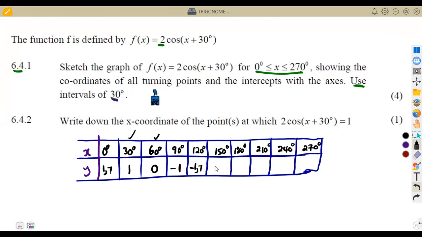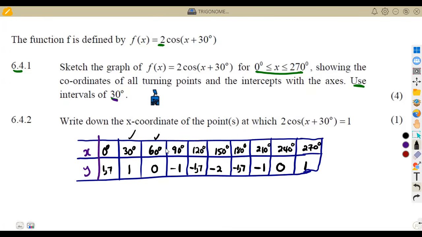All right, so at 150, we are going to obtain -2, -1,7 at 180, 210 versus -1, 240 versus a 0, 270 versus a 1. So these are the values of y corresponding to the values of x. These are the ones that you're supposed to draw, to mark on your graph. Then you will be able to draw the graph that you are given in this case.